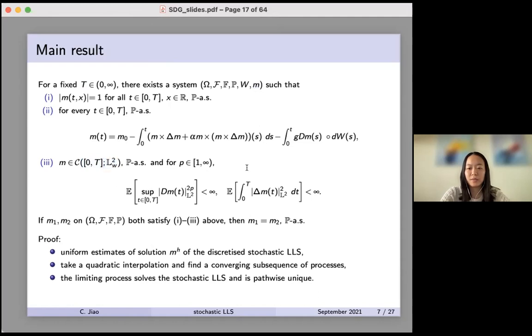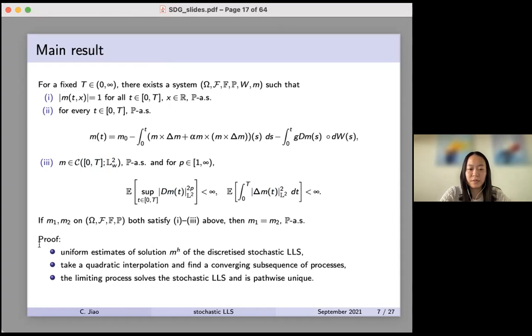We also have the following regularity results for M, so the L2 estimate of the gradient and the L2 estimate of the Laplacian under the time integral. Moreover, we show there is pathwise uniqueness, in the sense that if M1 and M2 are both solutions to the stochastic LLS on the same probability space, then they are indistinguishable from each other.